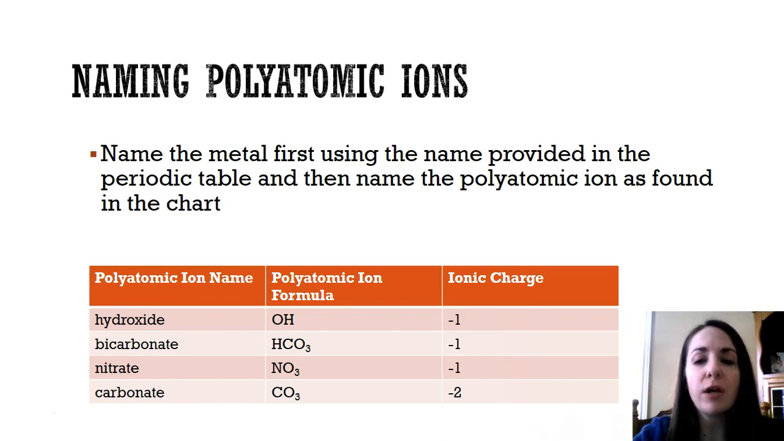And you have a chart on the periodic tables that I gave you that has a list of some of the common polyatomic ions. It tells you their name, their formula, and their ionic charge. So when we go ahead and write formulas later, you'll be able to reference that. So you can see some of the polyatomic ion names here: hydroxide, bicarbonate, nitrate, and carbonate.